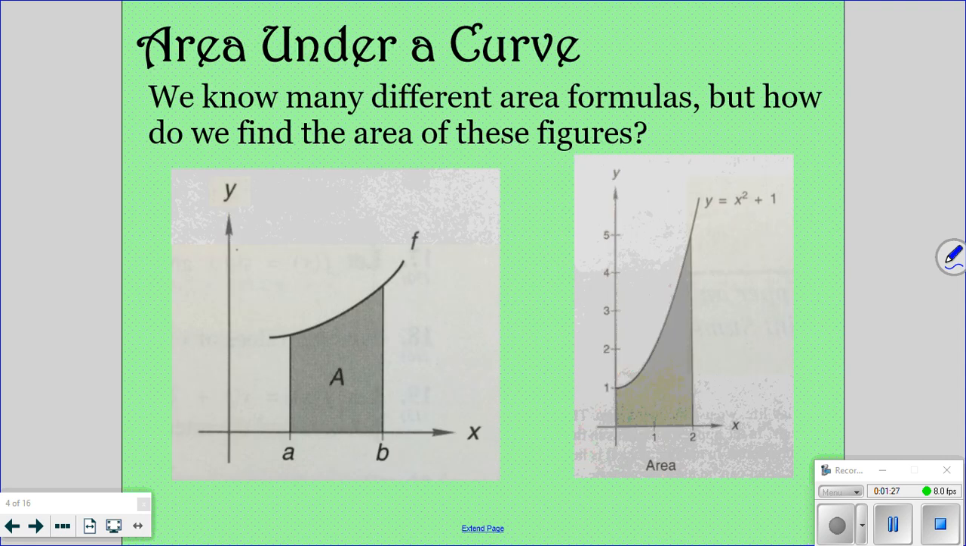So we know a lot of different area formulas, but we don't know how to find the area of these figures because they've got a curved side. So the way that we're going to do that is to do upper, lower, left, right, and midpoint sums. And that's going to approximate it, and then in another couple of weeks we're going to figure out how to find them exactly using calculus. But we want to know how to approximate them after today.